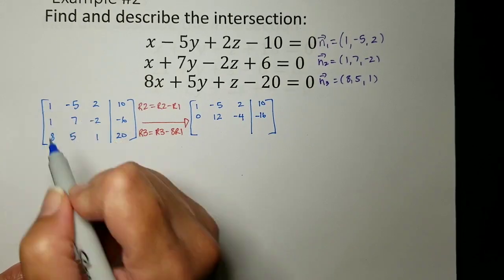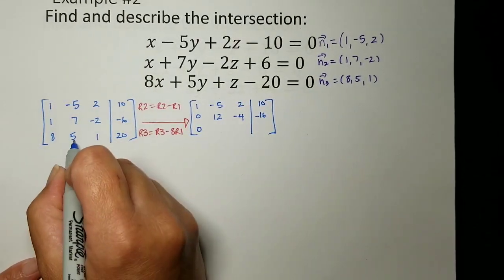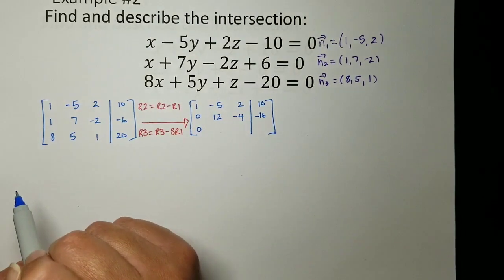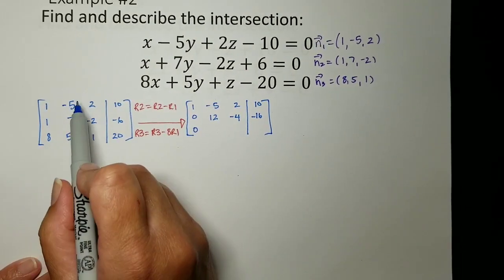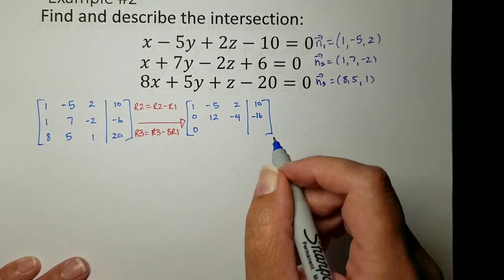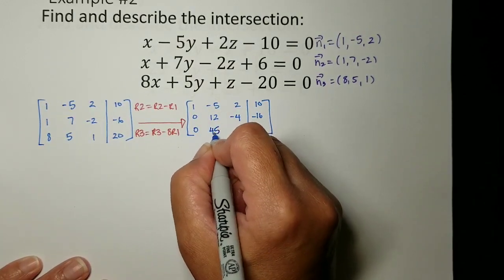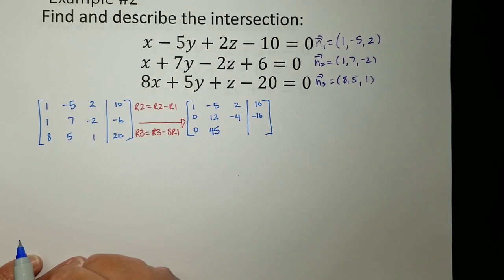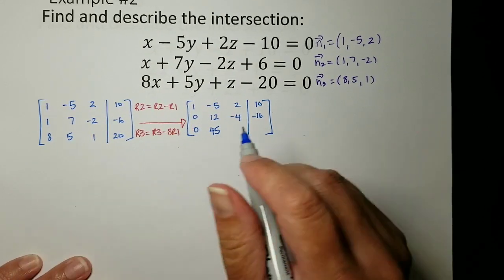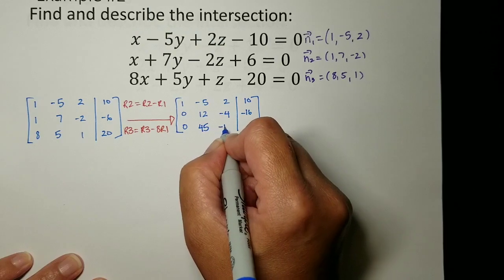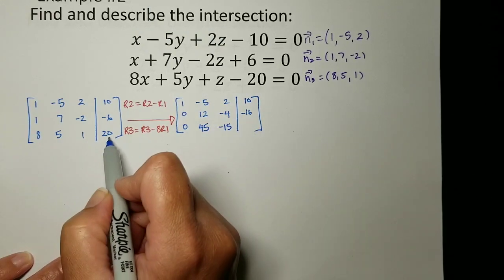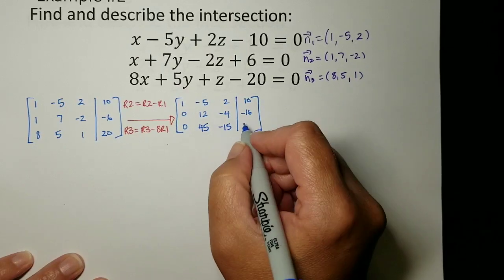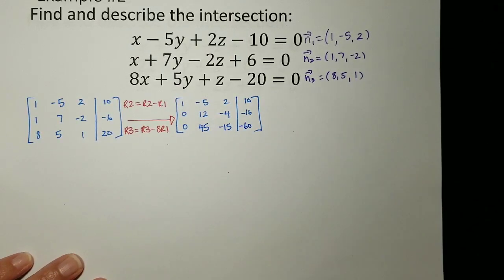So 8 minus 8 times 1 is 0. 5 minus 8 times negative 5. So that's plus 8 times 5 is 40, so it's 45. And then 1 minus 8 times 2. So 8 times 2 is 16. 1 minus 16 is negative 15. And then 20 minus 8 times 10 is 20 minus 80, so that's negative 60.